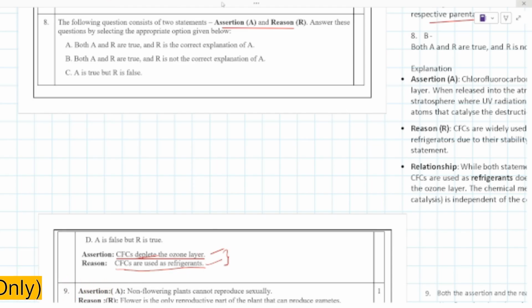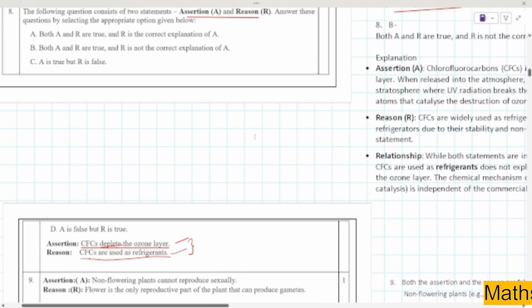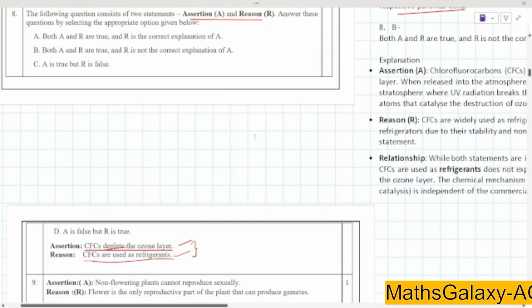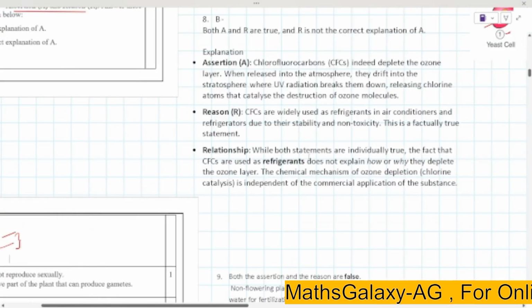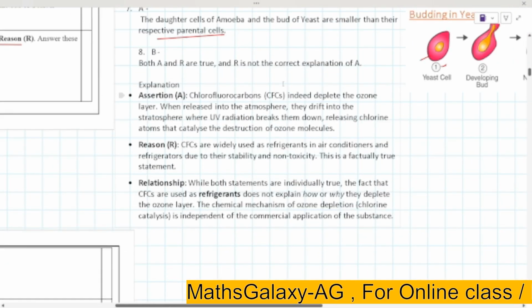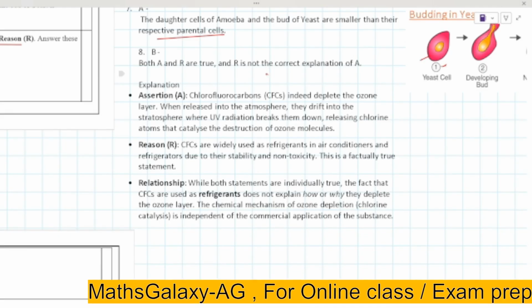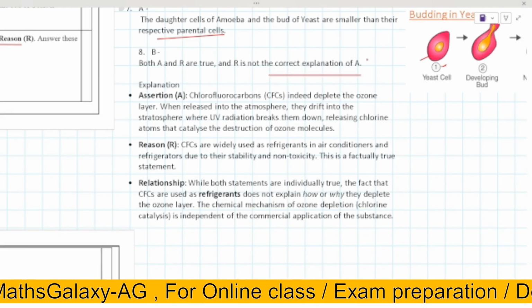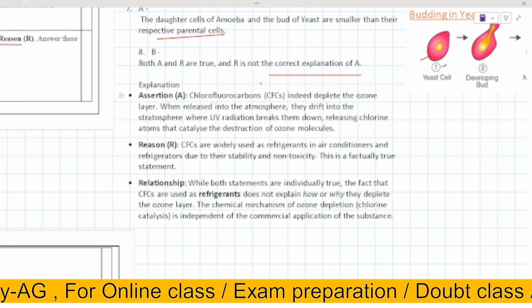Right? Is it clear? Yes, correct. Now let's see its explanation. As here, both are correct and R is not the correct explanation.